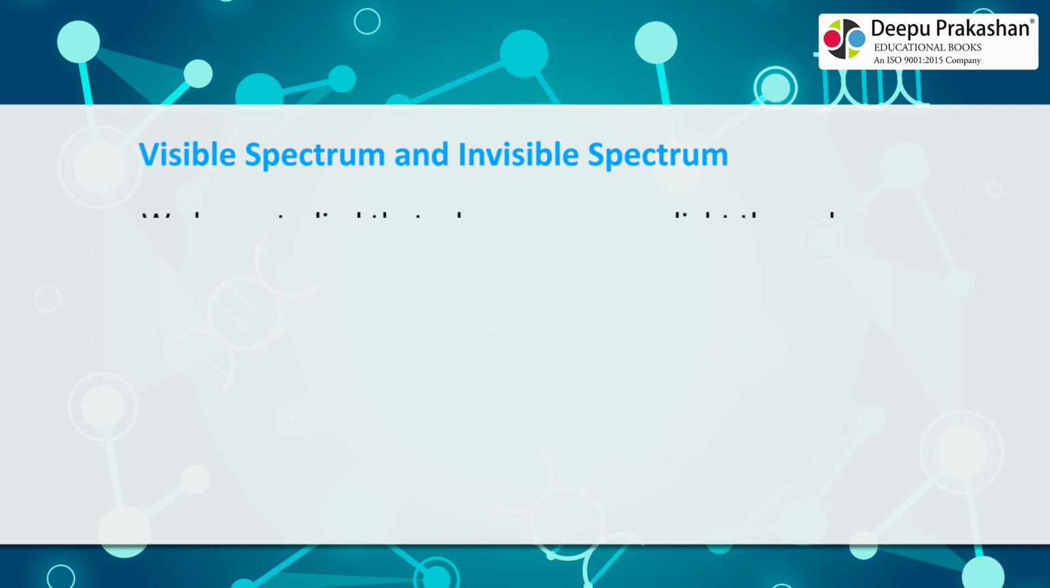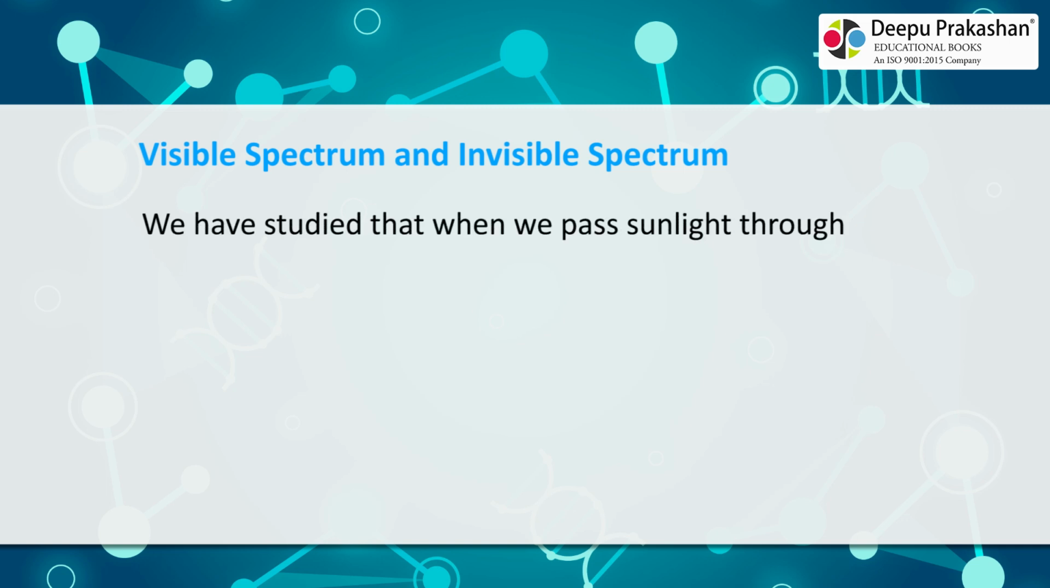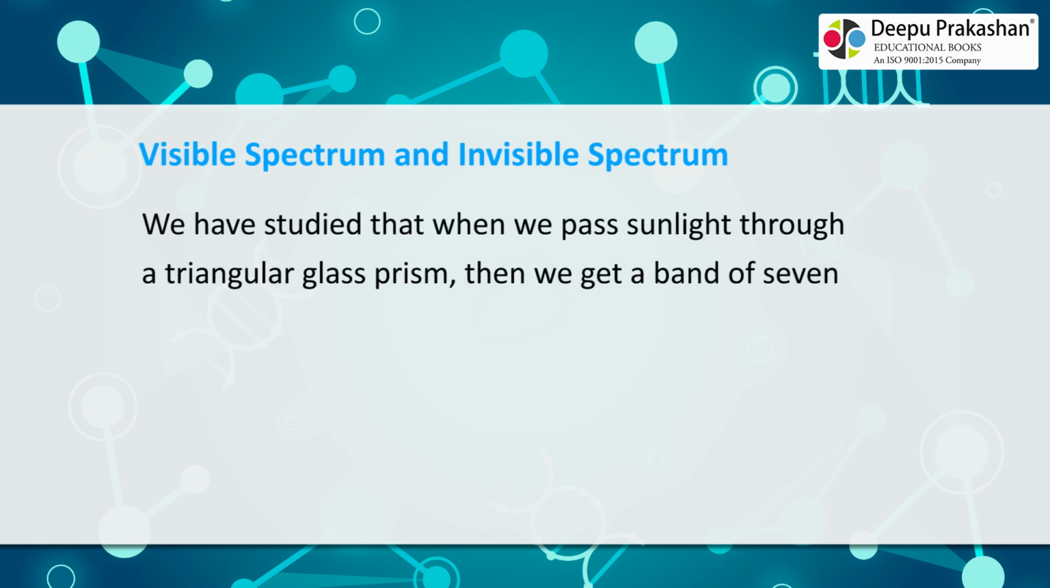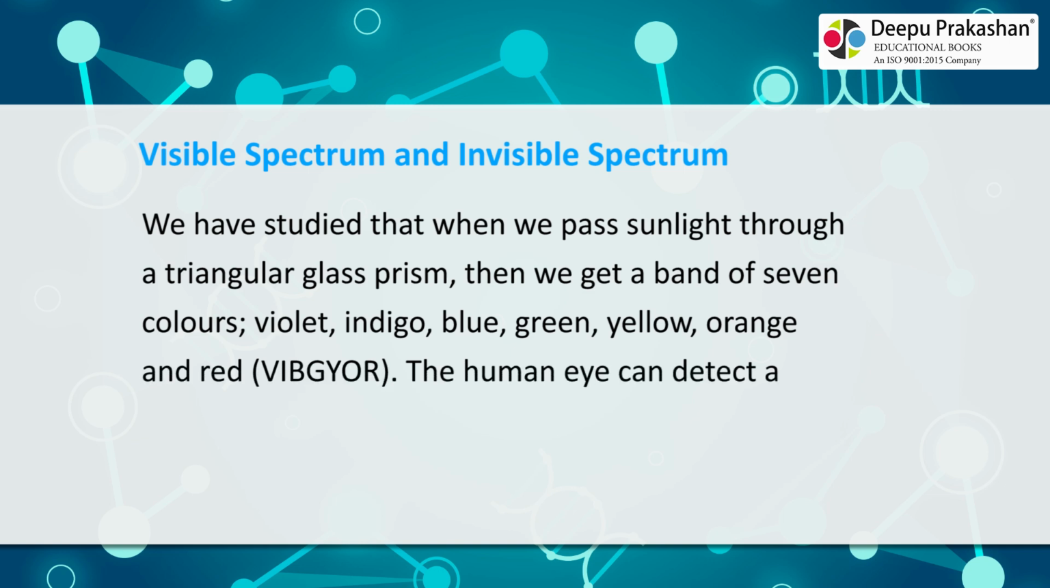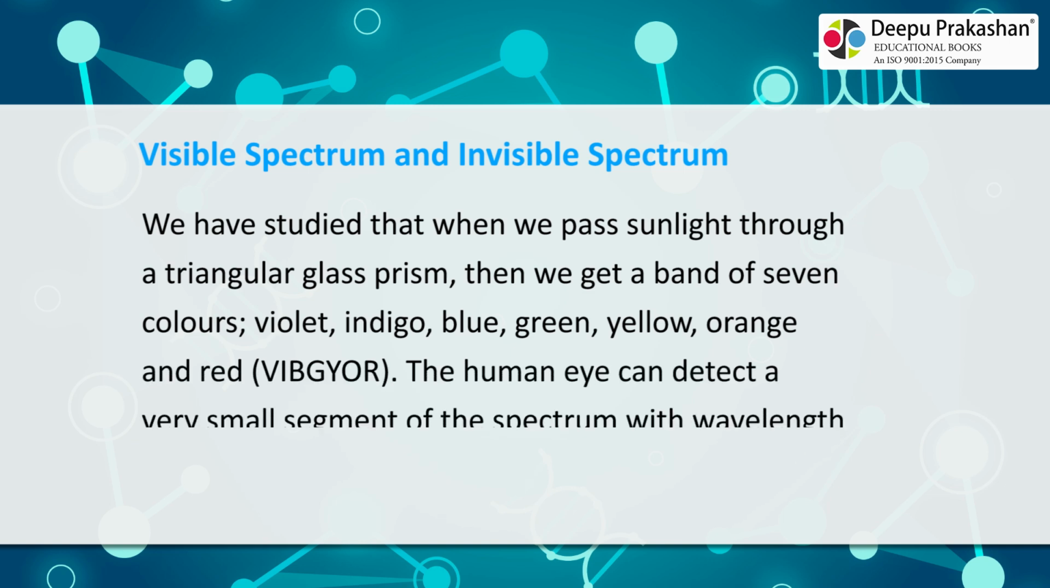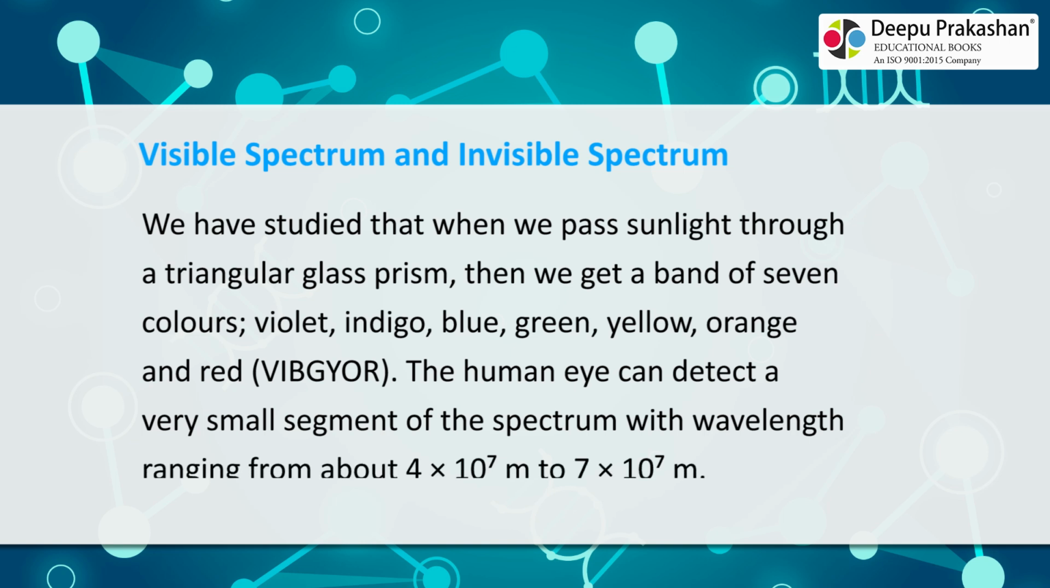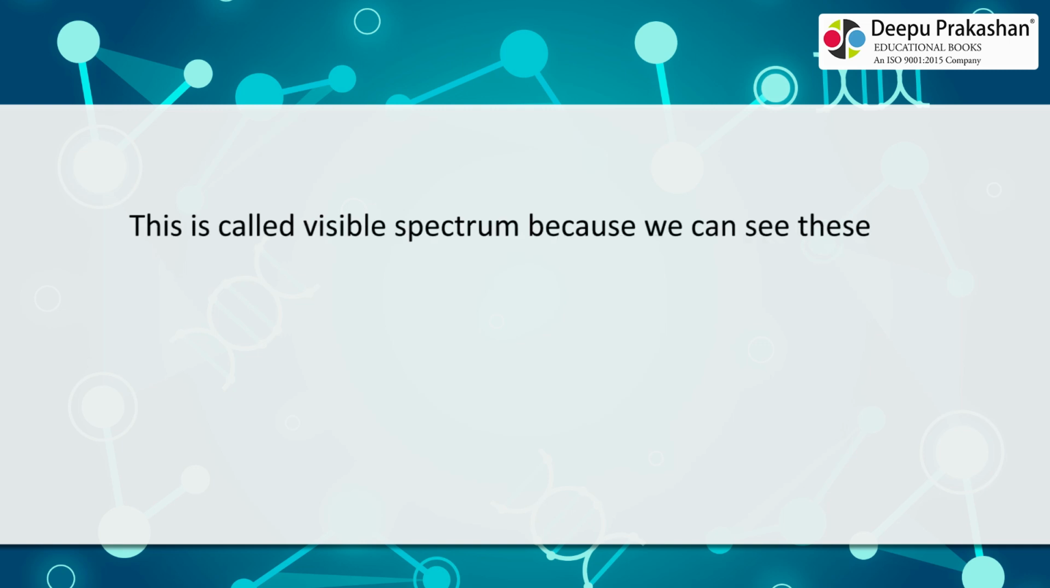We have studied that when we pass sunlight through a triangular glass prism, then we get a band of 7 colors: violet, indigo, blue, green, yellow, orange and red, VIBGYOR. The human eye can detect a very small segment of the spectrum with wavelength ranging from about 4 × 10^-7 meters to 7 × 10^-7 meters. This is called the visible spectrum because we can see these colors with our eyes.